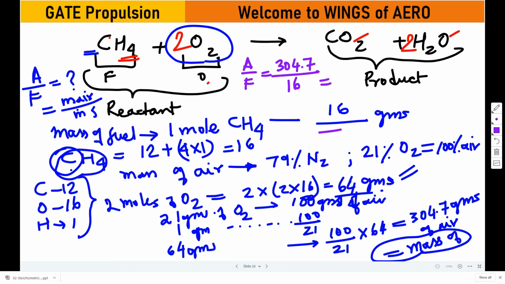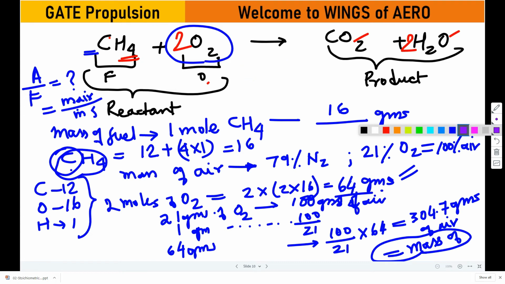19.04 to 1 is the air to fuel ratio. Now from here they can ask different kinds of questions. They can ask how much mass of carbon is present in this CH4. They can ask for an individual mass. So in that case, how do we find the mass?